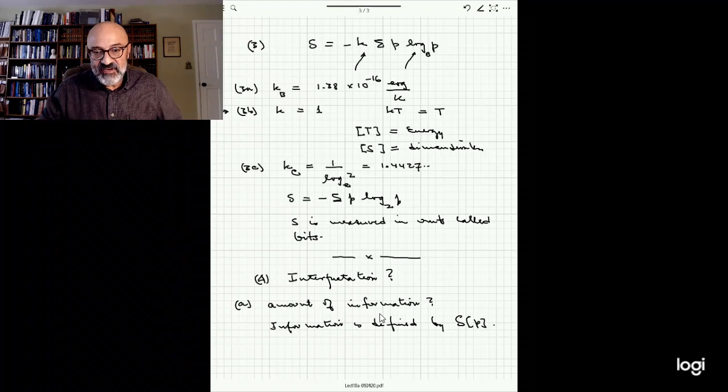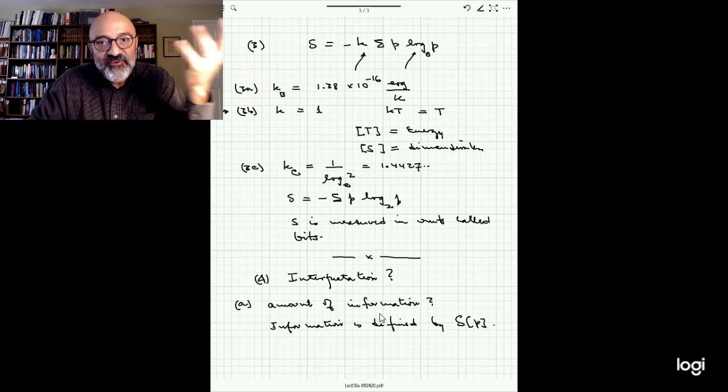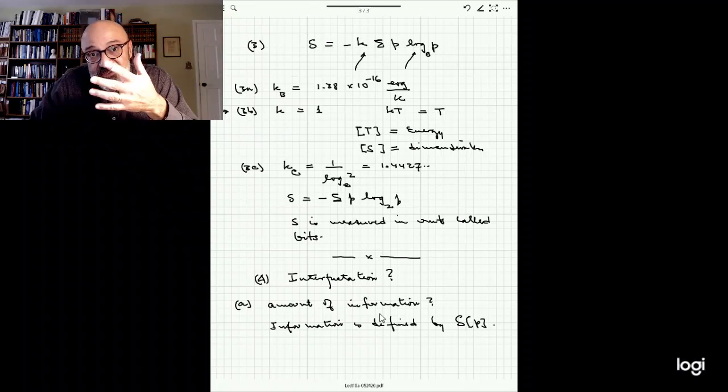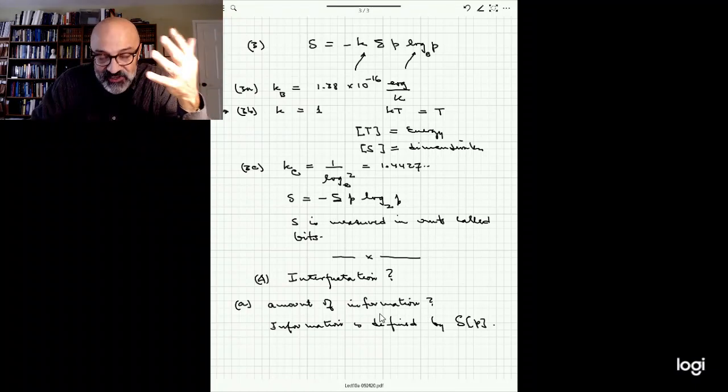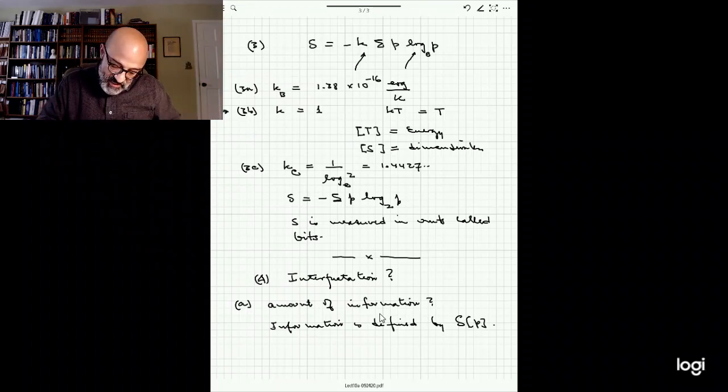Is there anything wrong with that? No. Remember, definitions are never right or wrong. Definitions are useful, more useful, less useful, but they're not wrong. You can define things any way you want. So the question is whether this definition, in which you define amount of information or amount of missing information by giving the entropy, is actually useful.